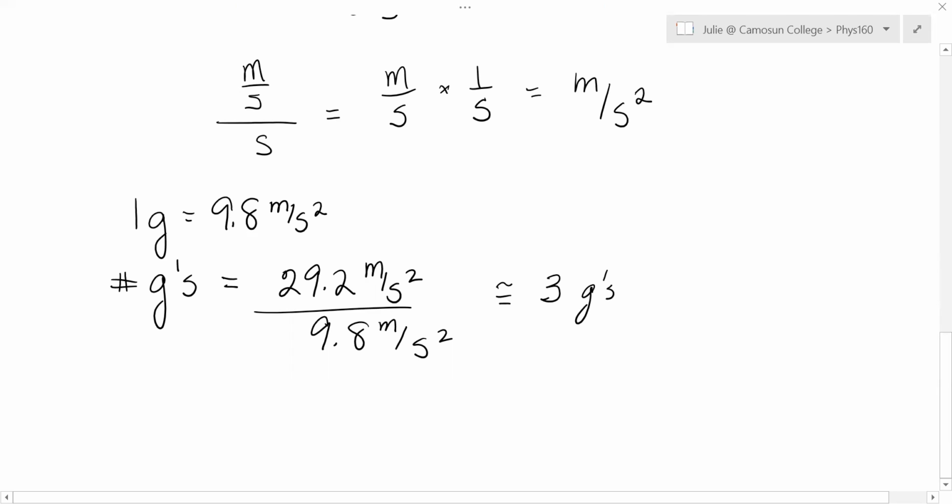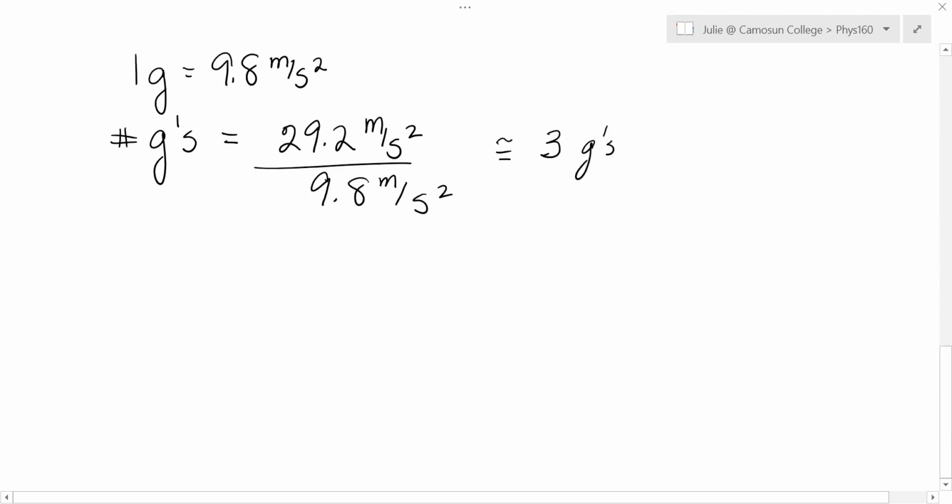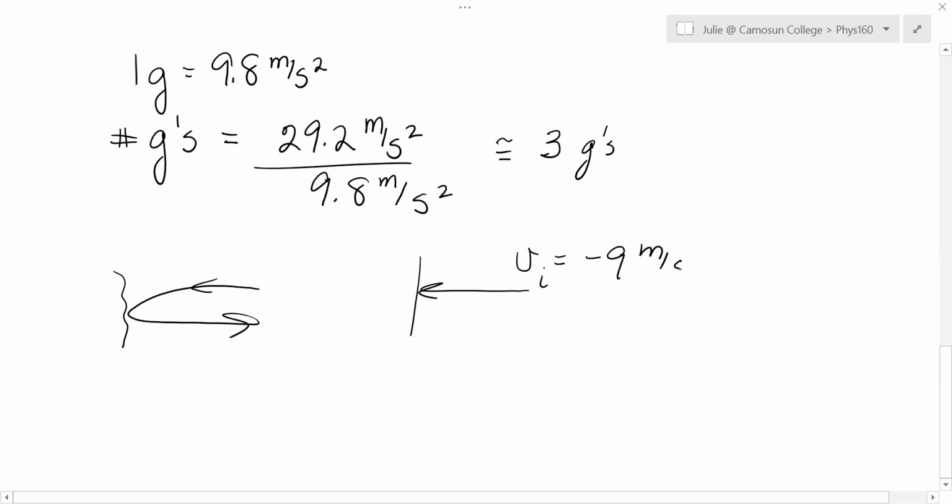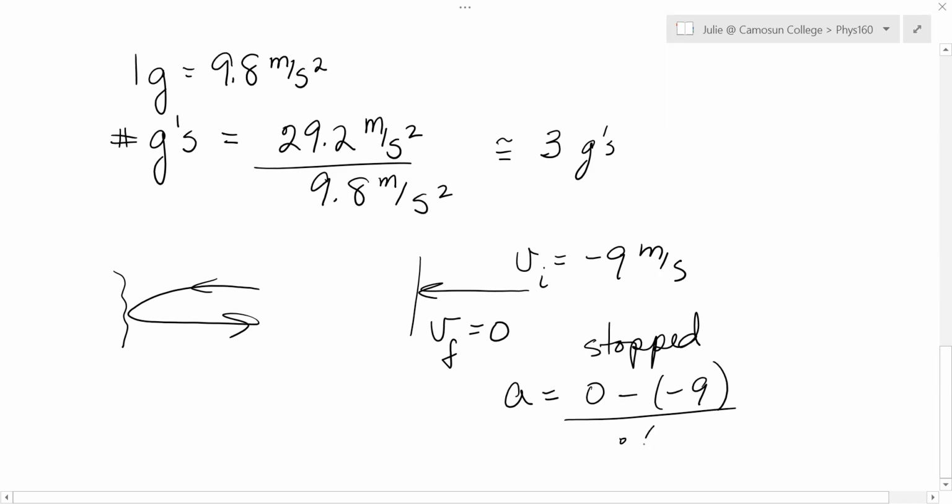Now this also shows you that if you turn something around, it's a big force and it's a huge acceleration. To go from one direction to the other as a result of this impact results in a large acceleration, much larger than if you were to simply stop. So if you were just brought to rest, say your VI was -9 and VF is 0, so this is just stopped, your acceleration in that case would be 0 minus -9 over the 0.6.